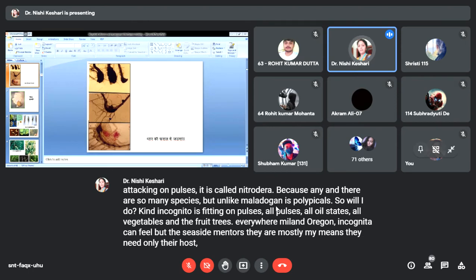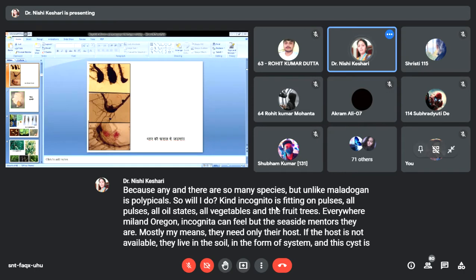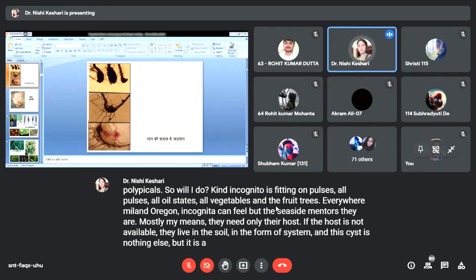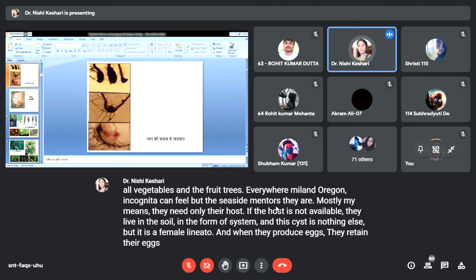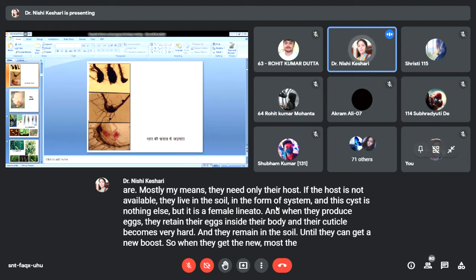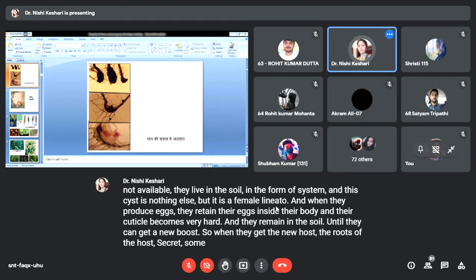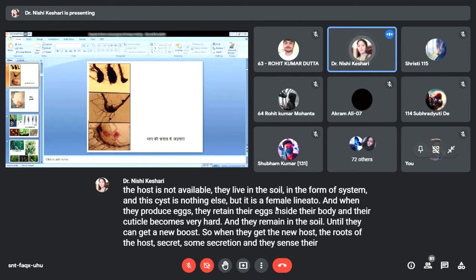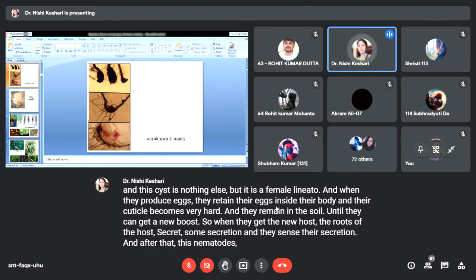If the host is not available, they live in the soil in the form of cysts. And this cyst is nothing but a female nematode. When they produce eggs, they retain their eggs inside their body and their cuticle becomes very hard, and they remain in the soil until they get a new host. When they get the new host, the roots of the host secrete some secretion and they sense it, and after that these nematodes hatch from their eggs and then again infect the host roots.